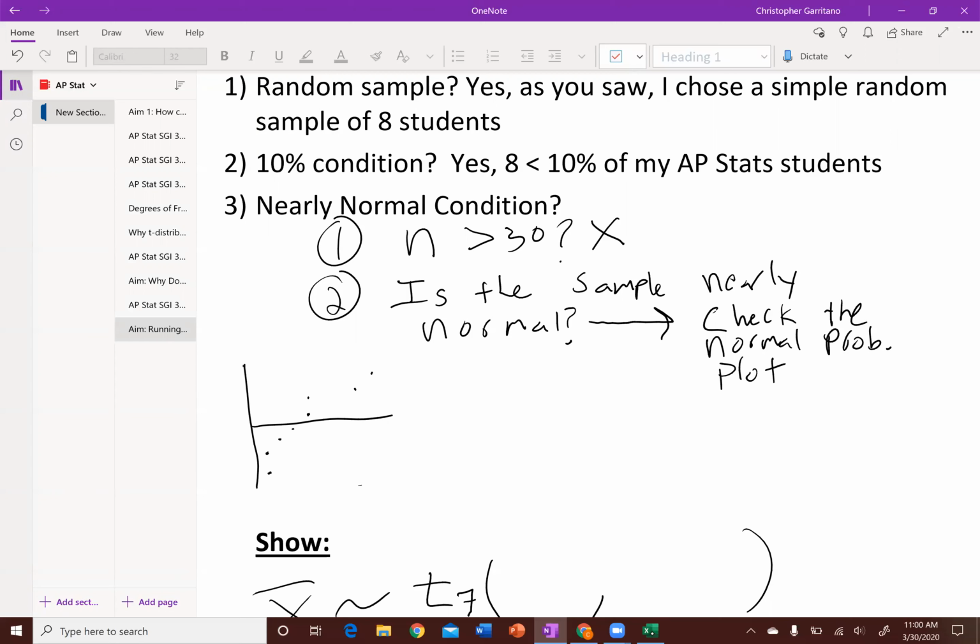So what I'm going to say is that the normal probability plot is nearly linear. Therefore, the sample is nearly normal.